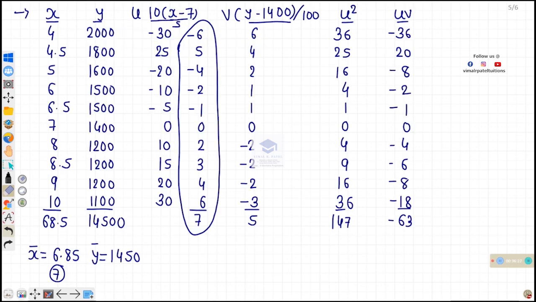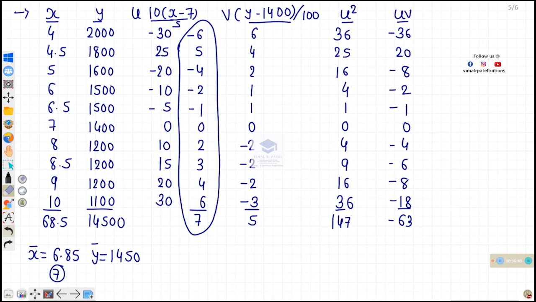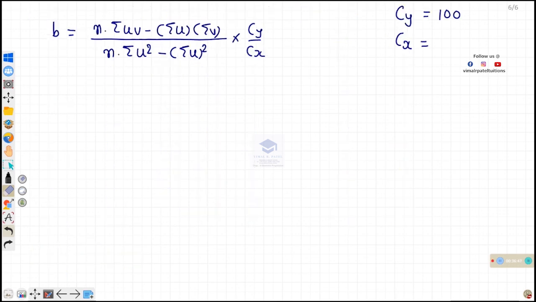See, CY is directly 100. We have divided Y by 100. Now CX. We have multiplied with 10 and divided by 5, so it reverses. Whatever we have multiplied will come into the denominator. So it will be 1 by 2, or you can write 0.5.